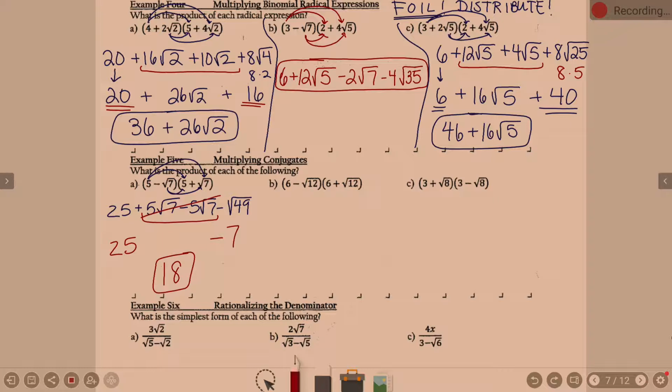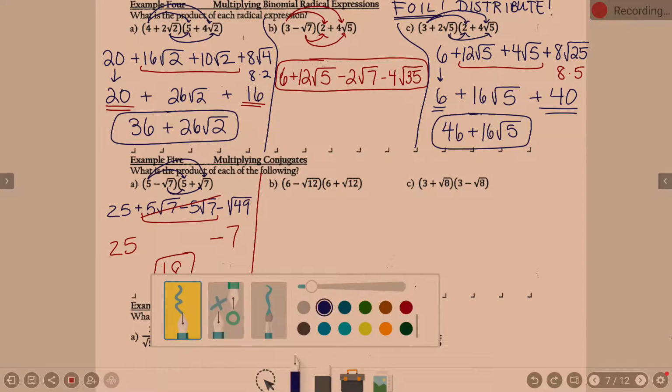Key thing to notice here, guys. When you multiply by the conjugate, your middle terms will cancel out. And usually when you multiply conjugates, your answer will become just a whole number. When you multiply by conjugates, the whole idea is that we'll no longer have square roots. It'll just be a whole number. Let's practice B. We may or may not practice C.